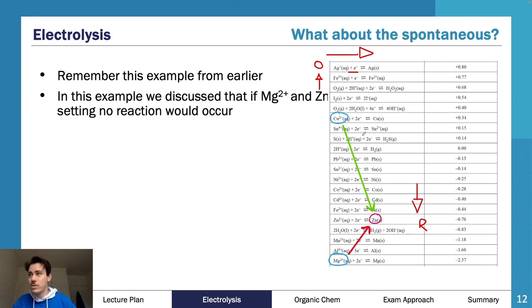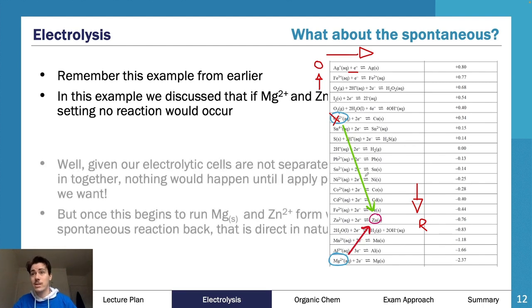So, as you can see here, if I had copper 2 plus and I had zinc solid, I'm going to get a spontaneous reaction. So it's top left, bottom right. But if I had magnesium 2 plus and zinc, this needs to occur non-spontaneously. I need to do electrolysis for this.